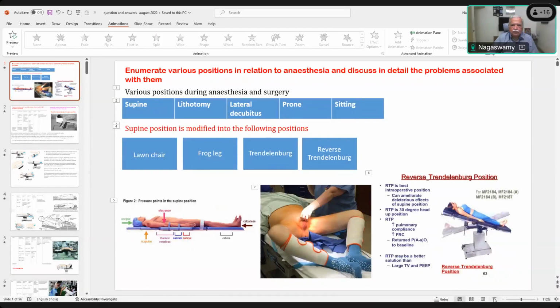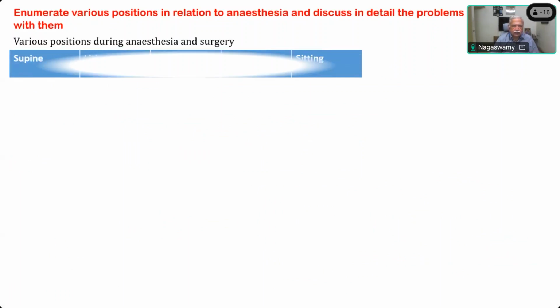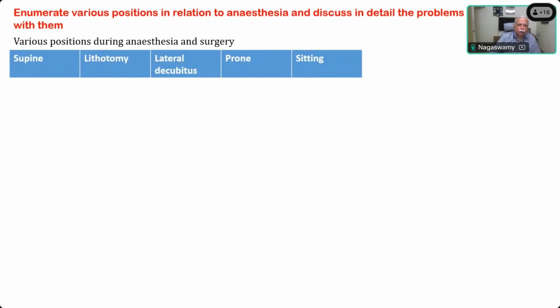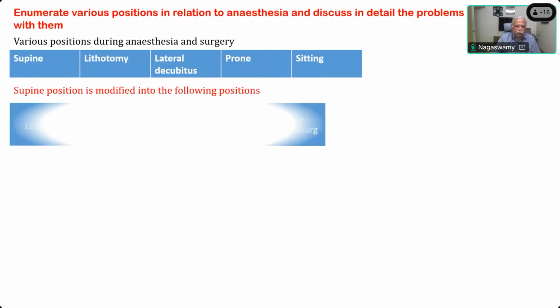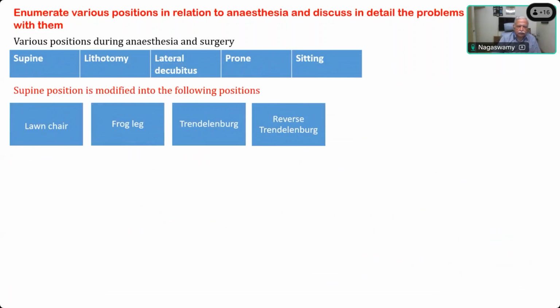So the question that has been asked is: enumerate the various positions in relation to anesthesia and discuss the problems associated with them. So various positions, you can classify them into main 5 positions only: supine, lithotomy, lateral decubitus, prone and sitting. And whatever the other things we said about Trendelenburg, the lawn chair position, the frog leg position, all these things are modifications of supine position only.